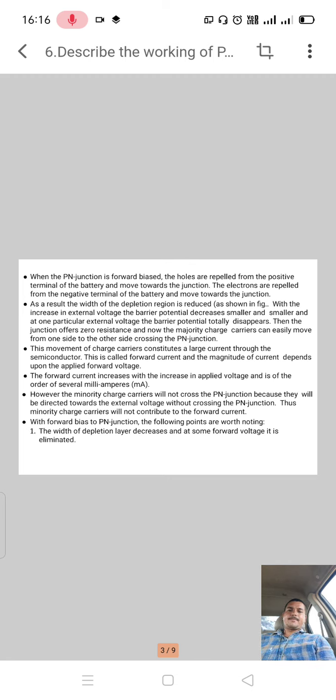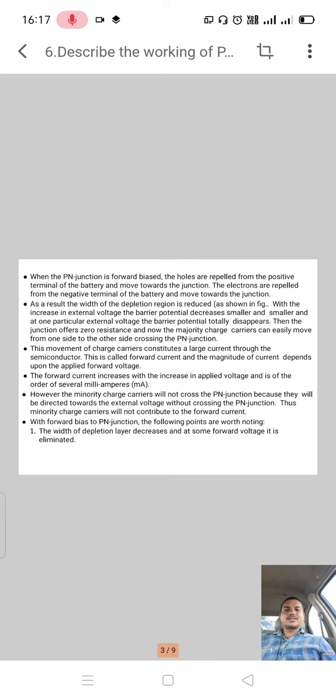When the PN junction is forward biased, the holes are repelled from the positive terminal of the battery and move towards the junction. Similarly, the electrons are repelled from the negative terminal of the battery and move towards the junction. As a result, the width of the depletion region is reduced, as shown in the figure on the last slide.